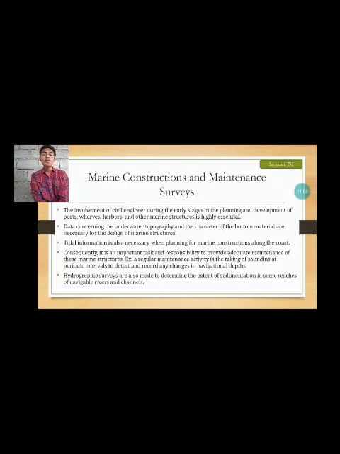Marine construction and maintenance surveys. The involvement of civil engineers during the early stages in the planning and development of the ports, wharves, harbors, and other marine structures is highly essential, because the role of civil engineers is to ensure the constructions are safe and sturdy.